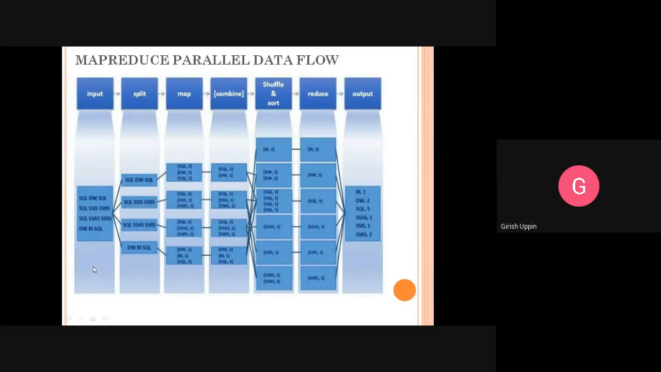Now, the next step, in case of a parallel data flow, is the split. This particular input data is split. We use different logical ways to split the input data. Here it is a simple way of splitting based on lines, so all the lines are separated. You can see this input file is split into 4 data sets, each having one line.